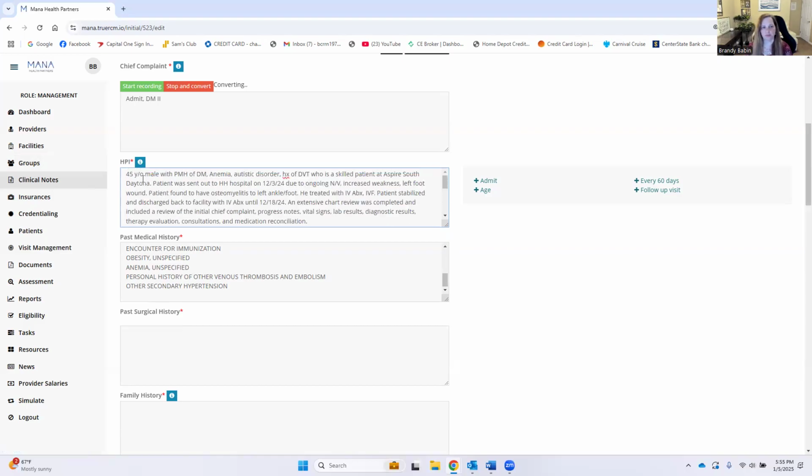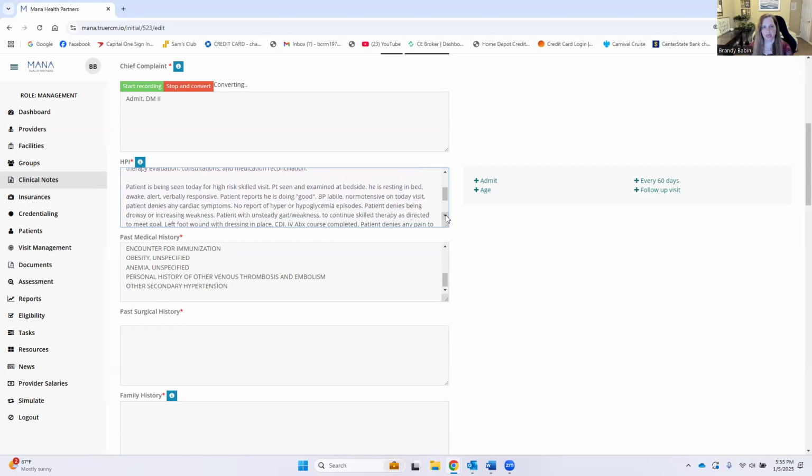So this is a note of a 45-year-old male with a past medical history. And then the first paragraph you can see is your hospitalization paragraph. It's 4 to 6 sentences about why the patient went to the hospital. And then your second paragraph is how the patient is doing right now. So anything that you see, anything that the patient tells you, goes in that section.